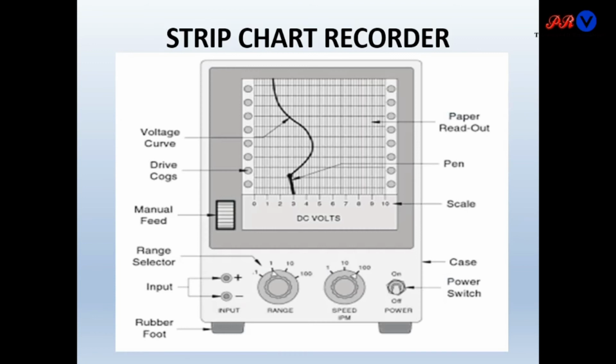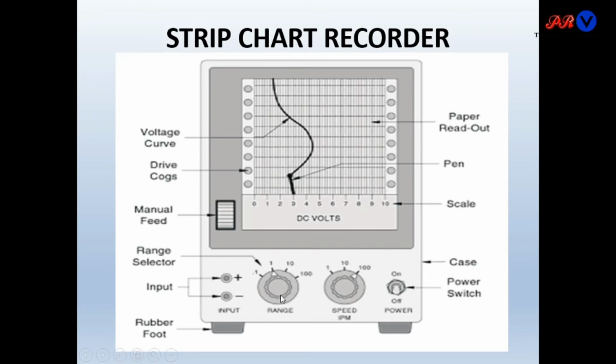So how does our strip chart recorder look? This diagram shows the same. This is the stand, this is the input where we will apply a voltage or current which we want to measure. This is the range selector switch, this is the speed selector switch, this is the on off switch, the manual feed of the paper, the drive coax voltage curve, this is the pen or stylus, this is the paper readout, and this is the scale. So the input is applied here, then the range is selected.